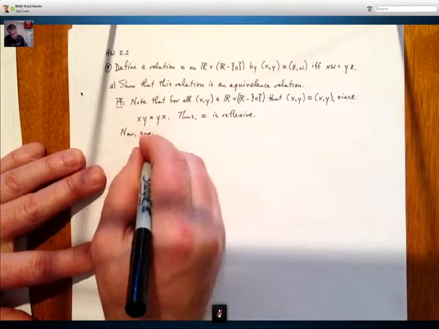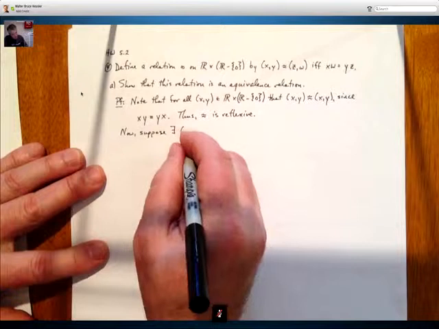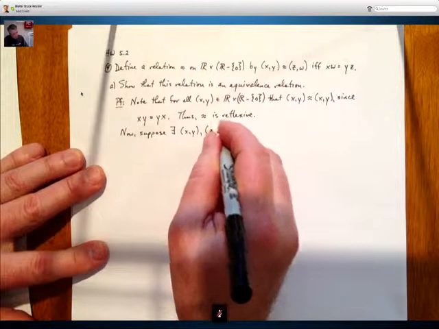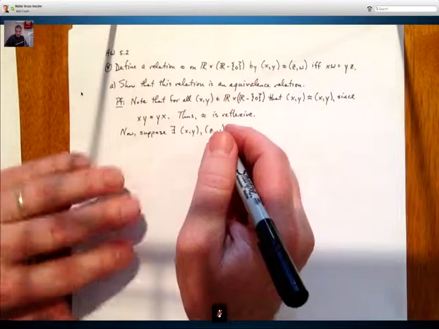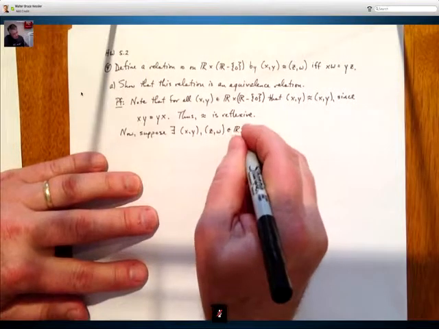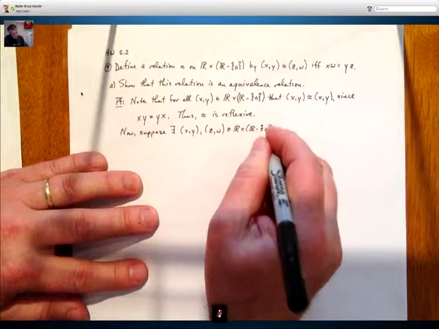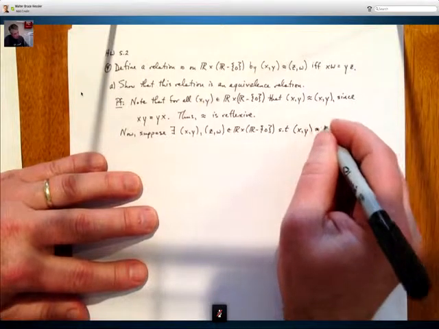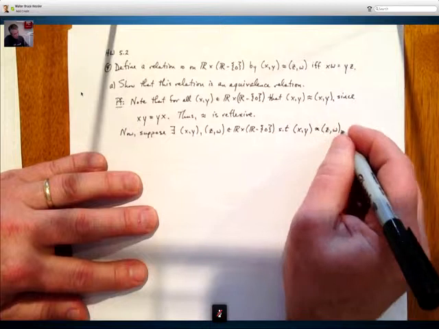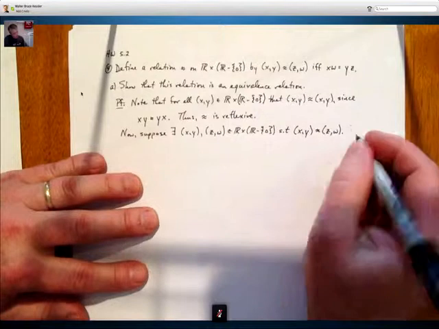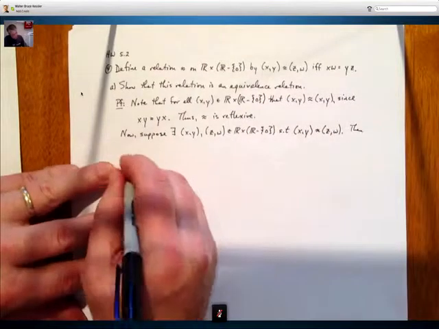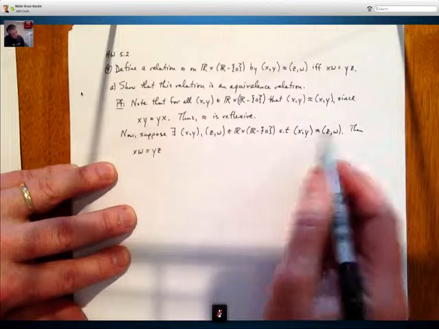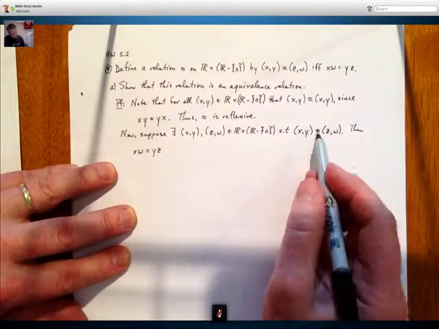Now, suppose there exist (x,y) and (z,w) in this set R cross R minus 0 such that (x,y) is double squiggle with (z,w). Okay? So what does that mean? Well, then it means that xw is equal to yz. x outer, y inner. Okay?